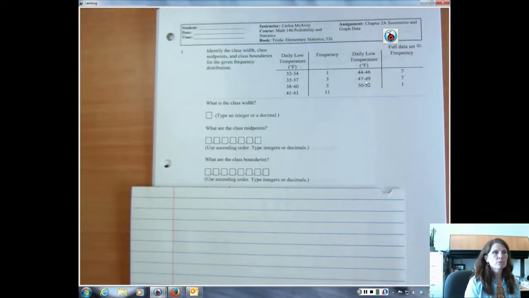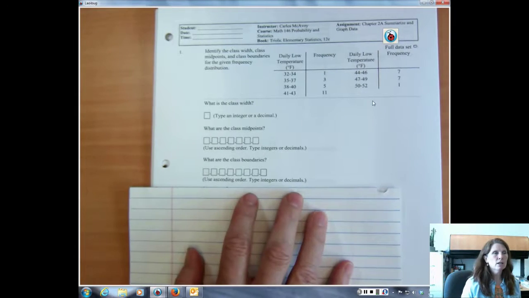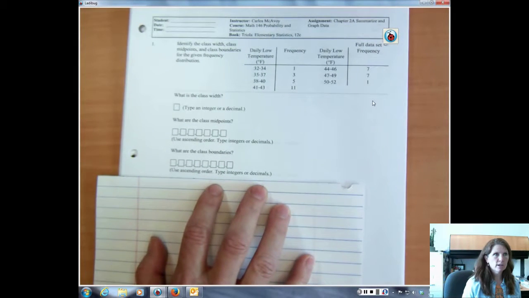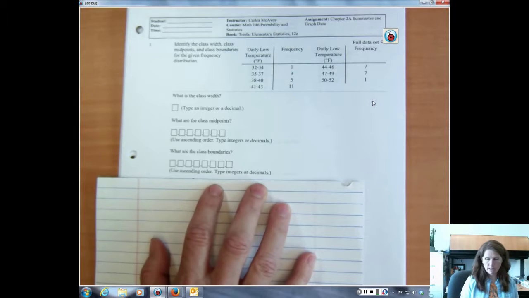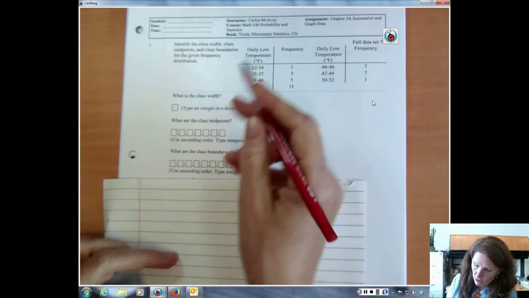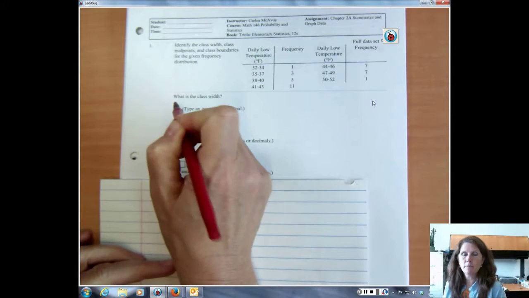First of all, you should be able to look at those now and tell me what the class width would be. Again, we have 7 classes. They're different than the last ones. So you're going to subtract 2 adjacent lower class boundaries. And when you do that, 35 minus 32, you get a class width of 3.